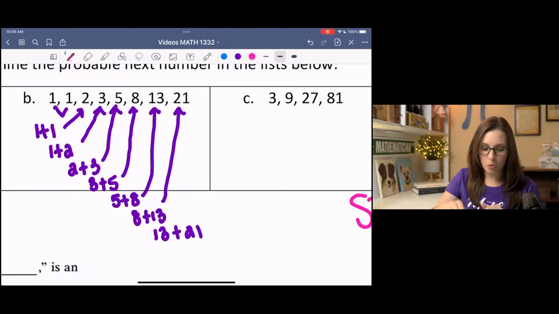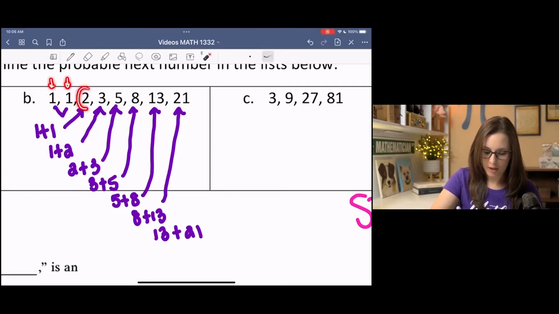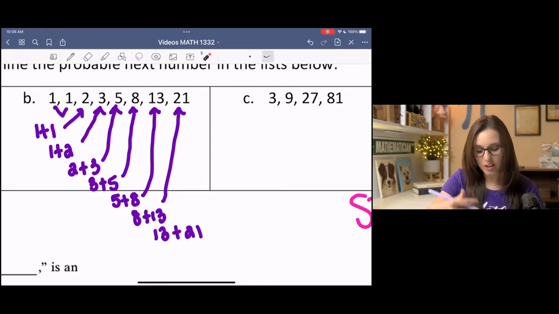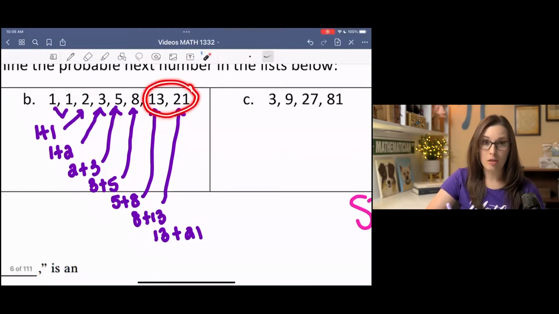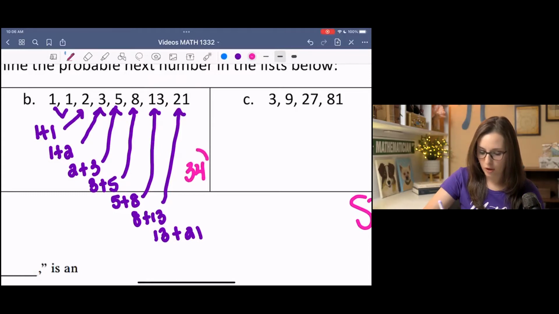So 1 plus 1, let me pull this out so you can see what I'm talking about. 1 plus 1 is 2. 1 plus 2 is 3. 2 plus 3 is 5. 3 plus 5 is 8. 5 plus 8 is 13. Isn't that cool? So you're just adding the two numbers before to get the next one, which means for our next number in the sequence, we are adding 13 and 21 to get 34 as our next number.